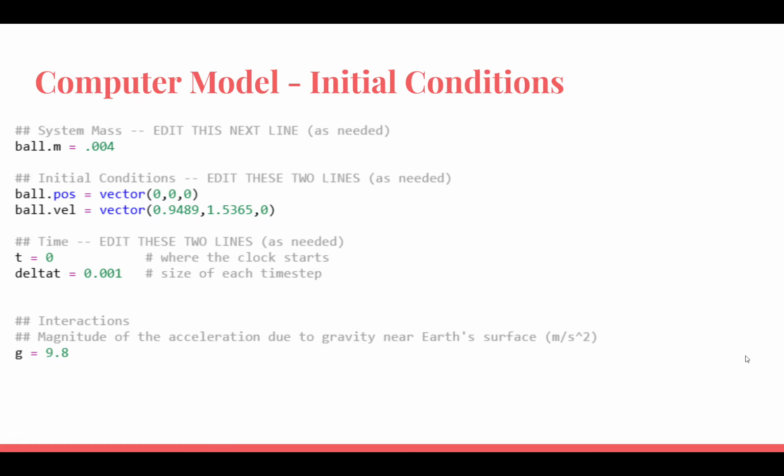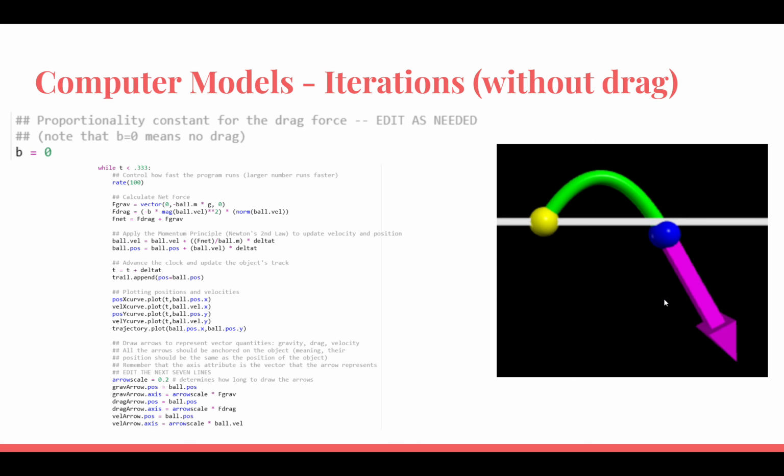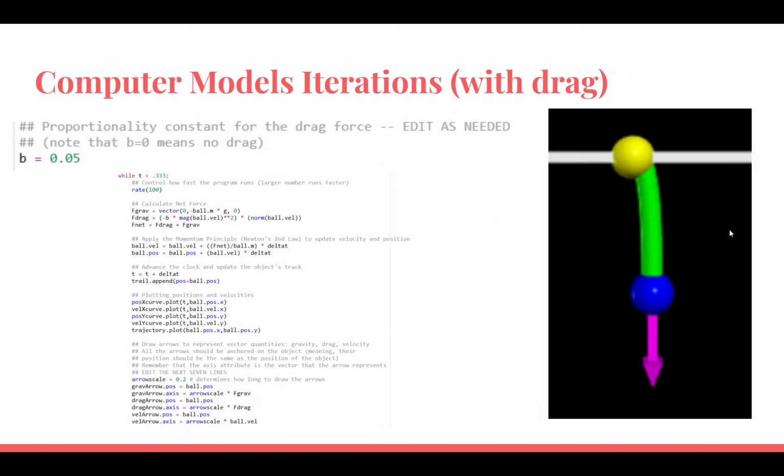All right, so here's just the computer model and simulations. These are the initial conditions I used, where the ball is 0.004 kilograms. That's the initial velocity, and then g is obviously equal to 9.8. And this is the model without drag. As you can see, it's a very smooth parabolic path. But in this case, where I put b is equal to 0.05, you see the path is very curved, and this is due to it resisting motion and just not cooperating, I guess we could say.